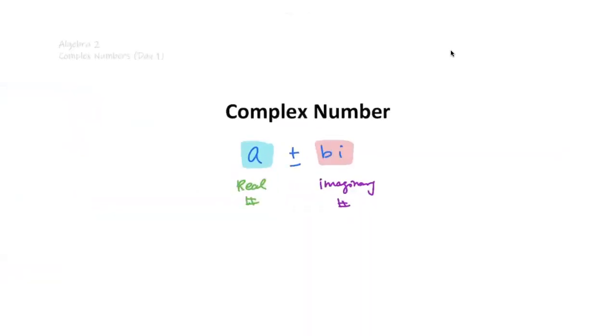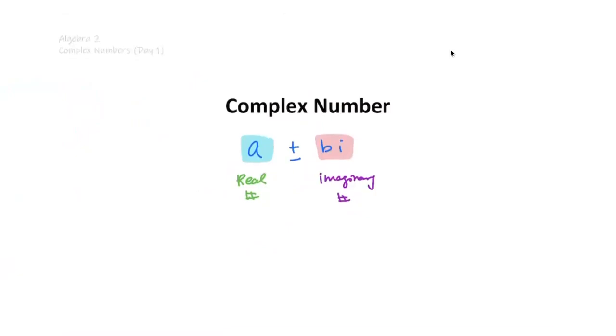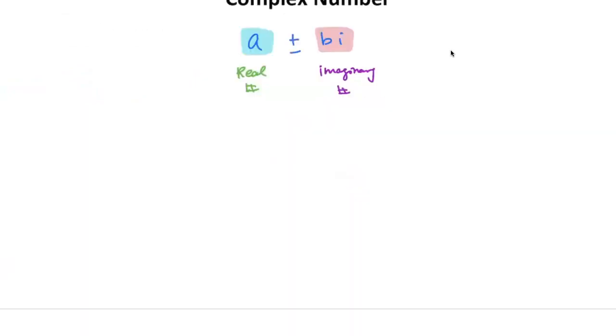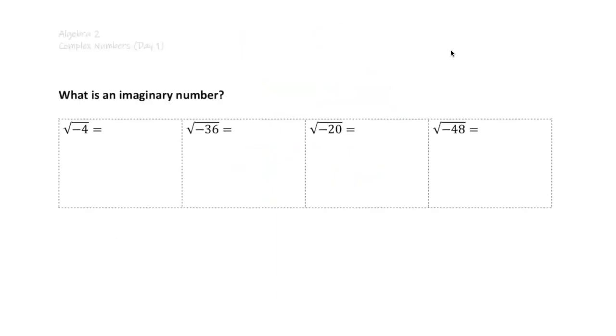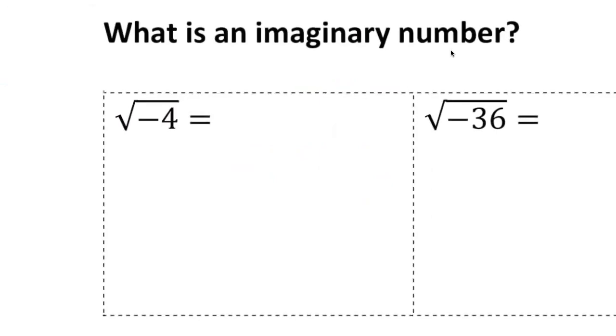So what is an imaginary number? Well, an imaginary number happens when we have a negative number underneath the square root. Now, if you paid attention in the past, you probably know that we are not supposed to have a negative number underneath the square root. We know the square root of 4 is 2, because 2 times 2 is 4, right?